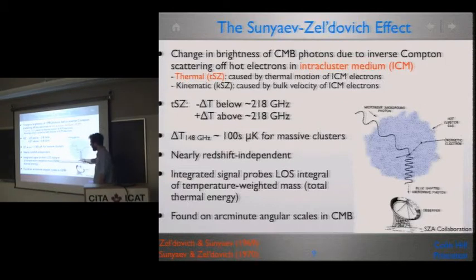It's useful for a number of reasons, but one of the reasons people got excited about this in the past was that the integrated signal probes the line of sight integral of the temperature-weighted mass, which is basically the total thermal energy of the cluster, which correlates strongly with its mass. So the TSZ signal is a good tracer of mass. And then observationally, you can find the TSZ, or I guess KSZ, once you start resolving clusters, which are roughly arc-minute-sized objects in the CMB.